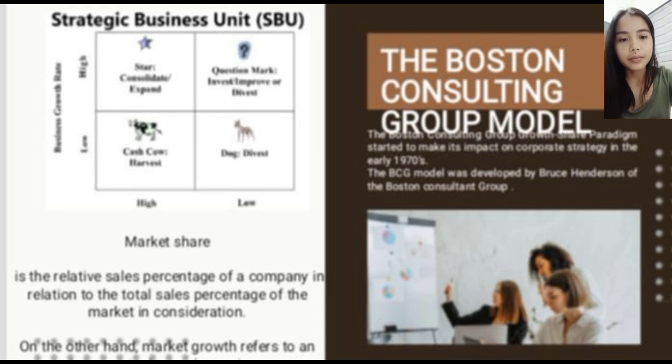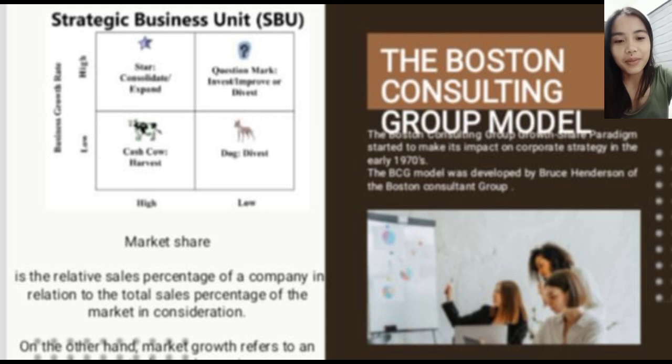The Boston Consulting Group matrix, also known as the growth share matrix or product portfolio matrix, is a widely used strategic management tool that helps companies analyze their product portfolio and make informed decisions about resource allocation. The BCG matrix is a two-dimensional framework that classifies a company's products or business units into four quadrants based on relative market share and market growth rate. As you can see, for a strategic business unit or SBU, you have star, question mark, cash cow, and dog.